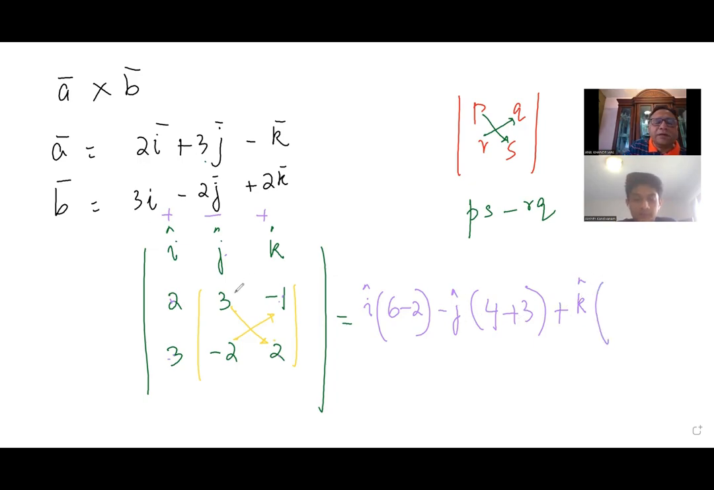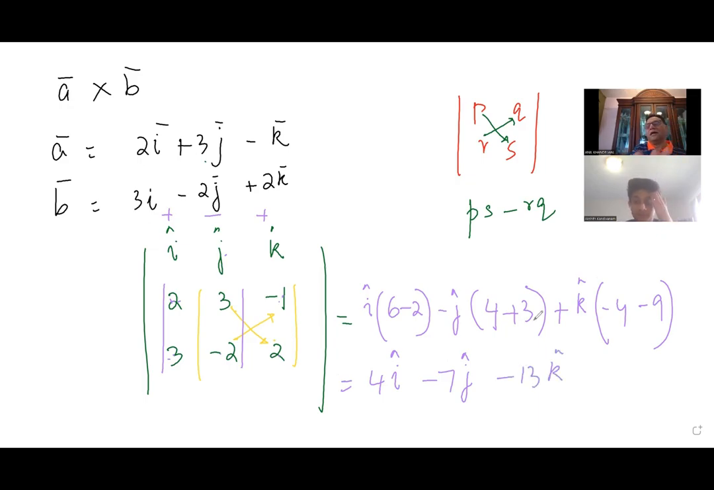With K, the determinant will be this part. Do you see that? So 2 times minus 2 is minus 4, and minus minus 9 is 9. So we get our answer. 6 minus 2 is 4, so we get 4i. 4 plus 3 is 7, minus 7j. And minus 4 minus is minus 13k. So that is how we are going to calculate the cross product. You get the idea? Yes, sir. Got it.